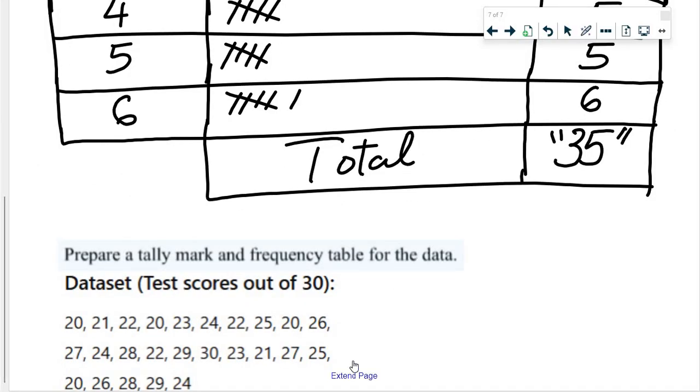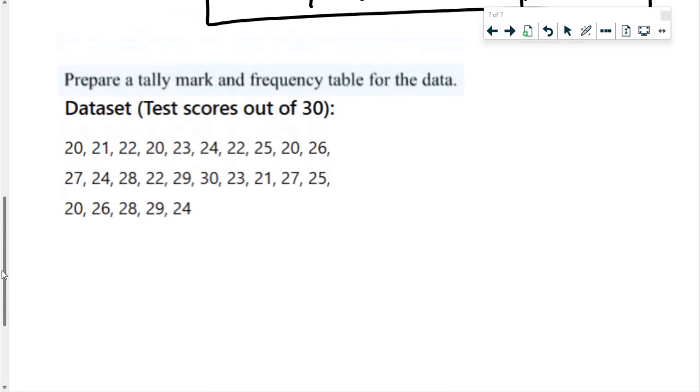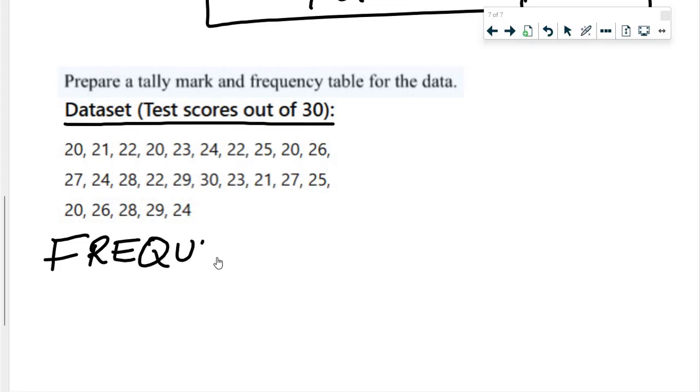The last question on this worksheet. Prepare a tally mark and a frequency table for the data. This data you see was from test scores out of 30. Now, can you prepare a tally mark and a frequency table? Basically, tally mark and frequency table, they mean the same thing. So right here, frequency table, or some other people call it frequency distribution table.